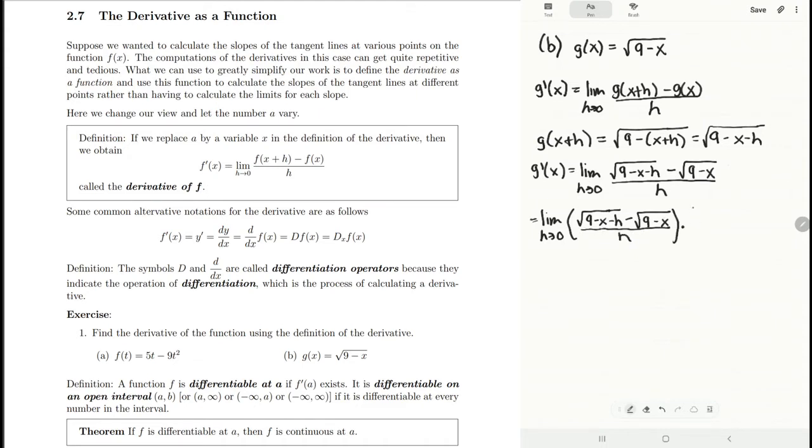And so the conjugate is going to be the same values. So we have the root of 9 minus x minus h, but we change the sign in between the square roots. So now we add the root of 9 minus x. So we multiply both numerator and denominator by this conjugate.